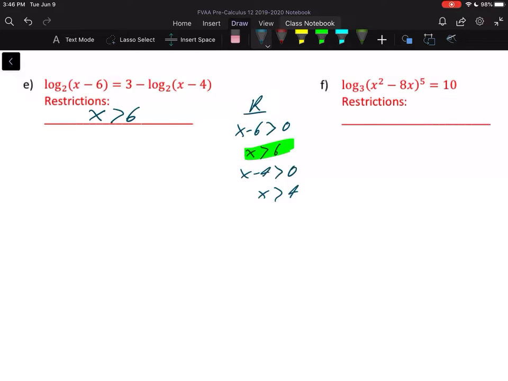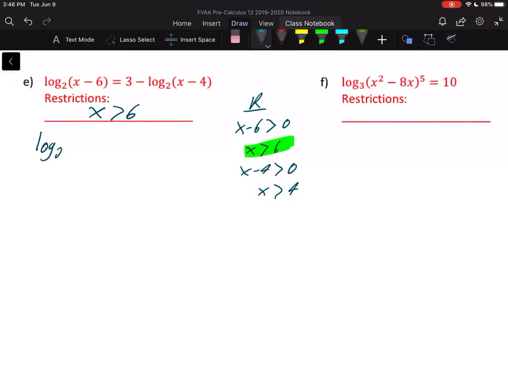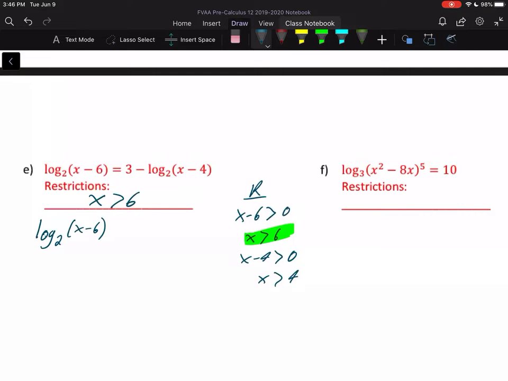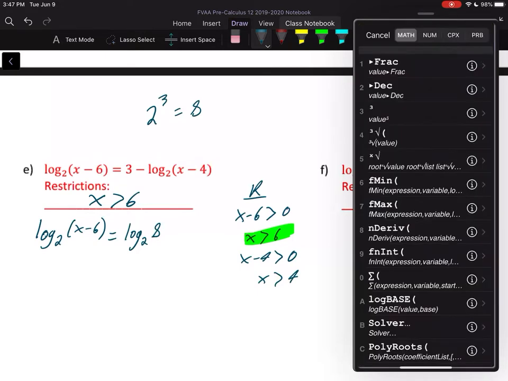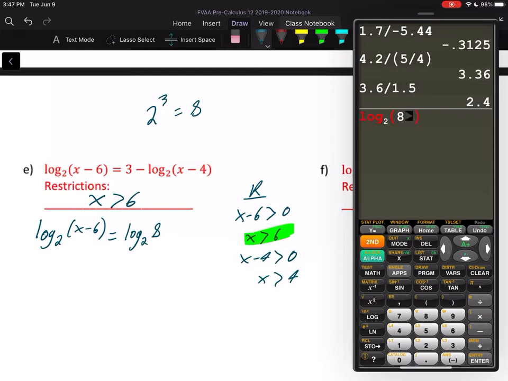All right, let's take a look. So here I want to change all my logs. Okay, so log base 2 of x minus 6. All right, here I need to change that 3 to something that has a log base 2, right? And so again, change this to exponential form. 2 to the 3 is equal to 8. So log base 2 of 8 would equal 3, right? And we can always double check that work. Math, log base 2, 8, press enter, it equals 3.